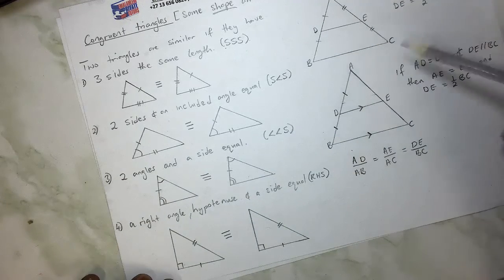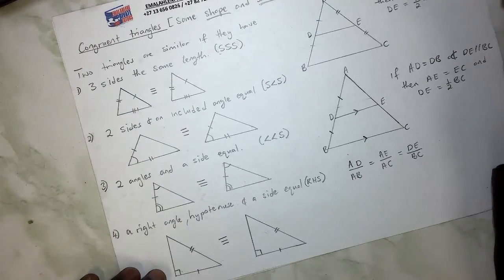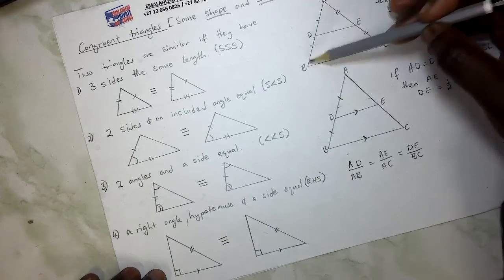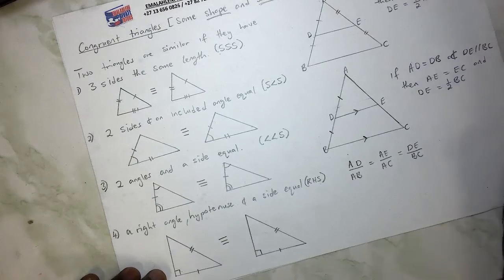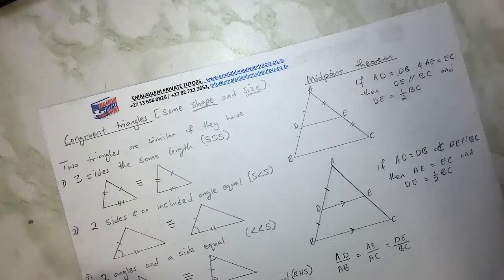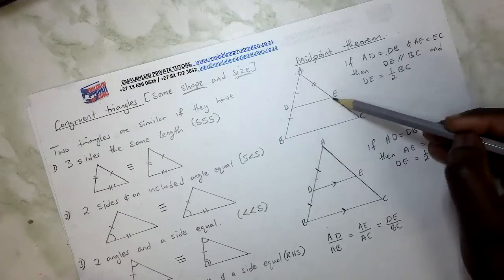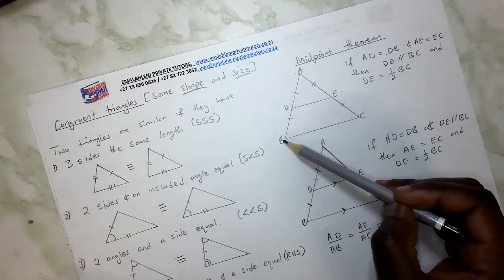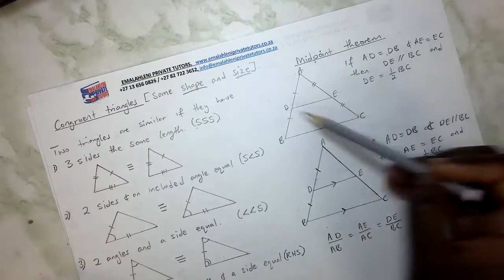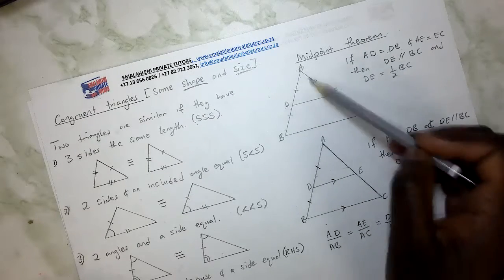Okay, so let me just introduce you to what we call the midpoint theorem. This one also applies to similar triangles. So it says if AD is equal to DB, and also AE is equal to EC, then what we can conclude from there is that DE will be parallel to BC and DE will be half of BC. That's what we can say when we see these two conditions satisfied.